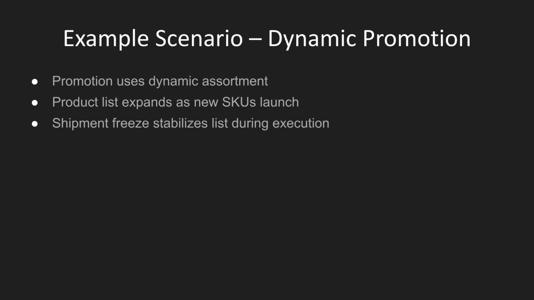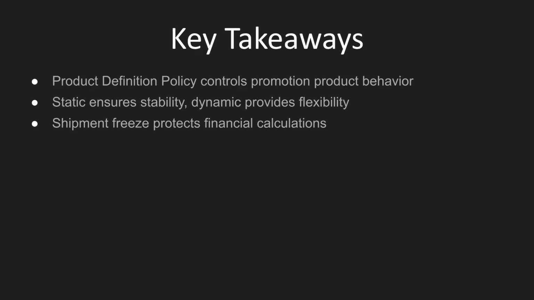Example scenario. Dynamic promotion. Consider a dynamic promotion tied to an assortment. As new SKUs launch, they automatically enter the promotion until shipment freeze occurs. Key takeaways. The product definition policy controls promotion product behavior. Static ensures stability, dynamic provides flexibility, and shipment freeze ensures execution consistency.